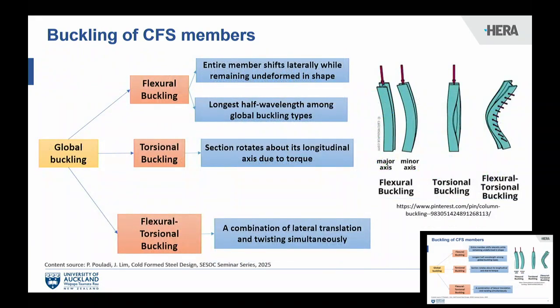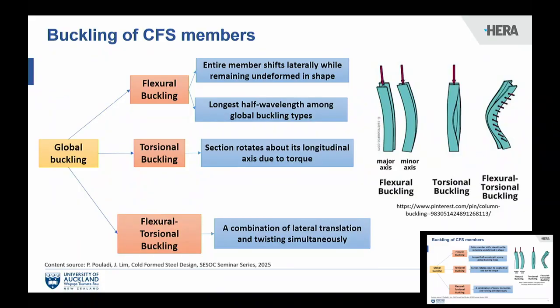We also have another buckling, which is called global buckling, and it happens on the entire cross-section without just deforming local parts of the cross-section. We have flexural buckling. In this buckling, the cross-section deforms out of plane, and it mostly happens around the weak axis, and it has the longest half wavelength.